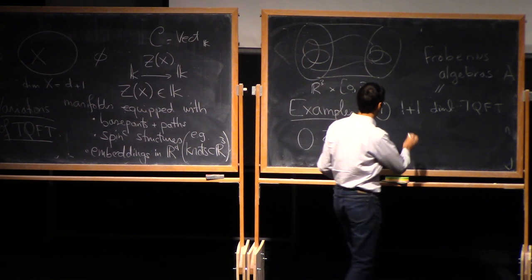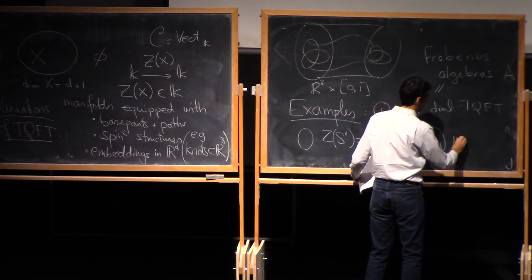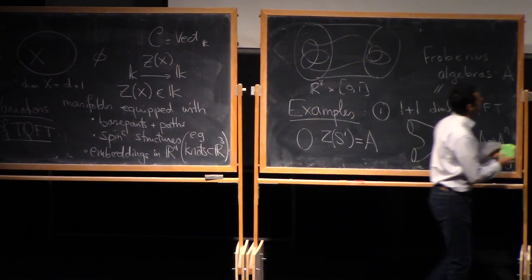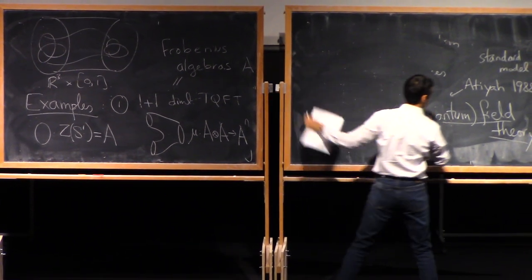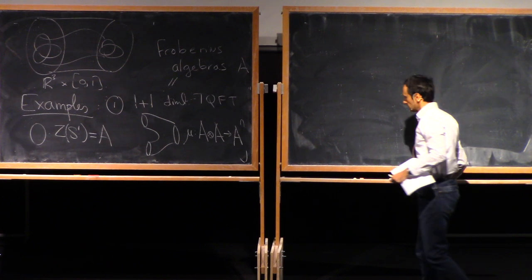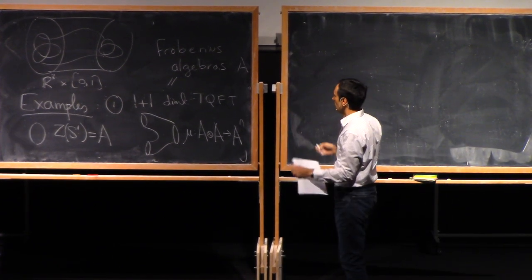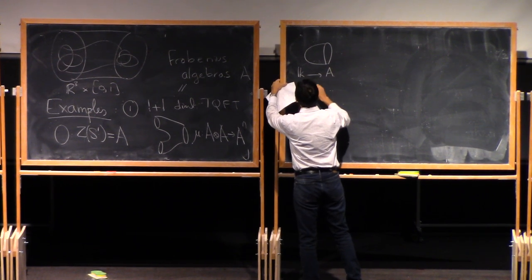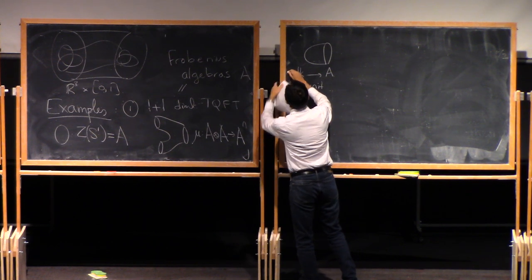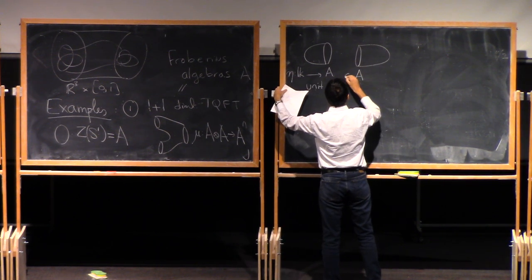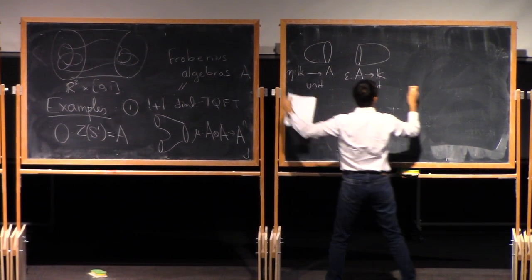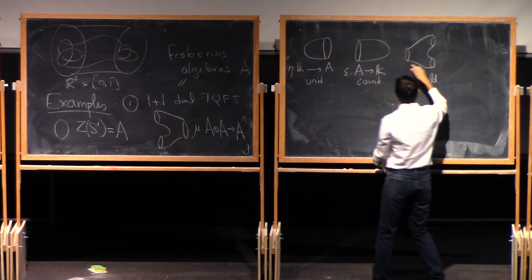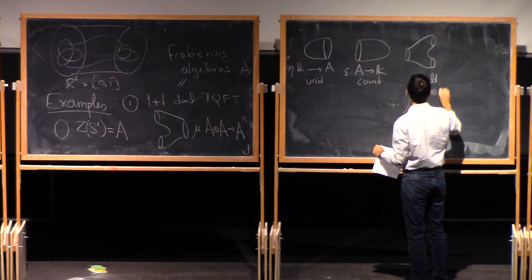And then you have maps. You have a multiplication corresponding to this cobordism. So this is mu from A tensor A to A. That's why this is an algebra. But you have some extra structures. You also have a unit corresponding to this. This is a map from K to A, which gives you a unit element in the algebra. Maybe we can call it eta. You also have a counit, a map epsilon from A to K. And then you have a comultiplication given by this kind of cobordism, going from A to A tensor A. Let's call it delta.